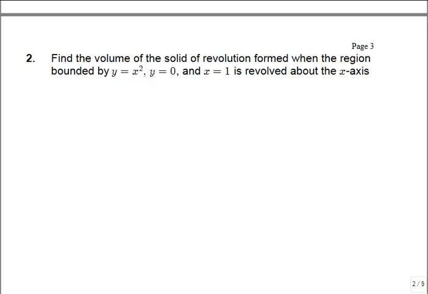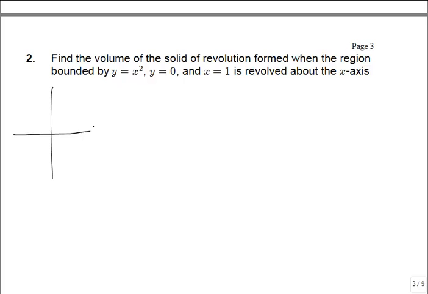Find the volume of the solid of revolution formed when the region bounded by y equals x squared, y equals 0, and x equals 1 is revolved about the x-axis. Drawing that initial region is really, really key, because if you start off with the wrong region, then obviously you're going to get the wrong volume once you rotate it. So let's make sure that we're drawing the right region here.